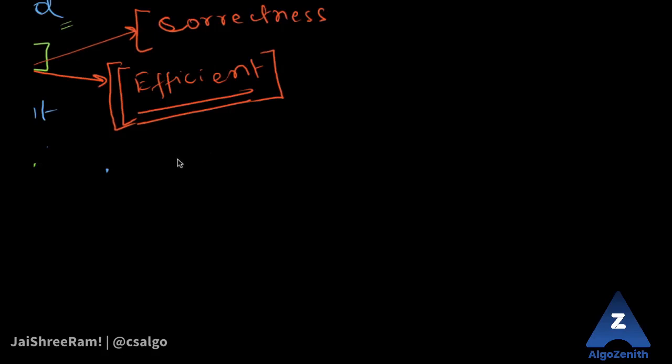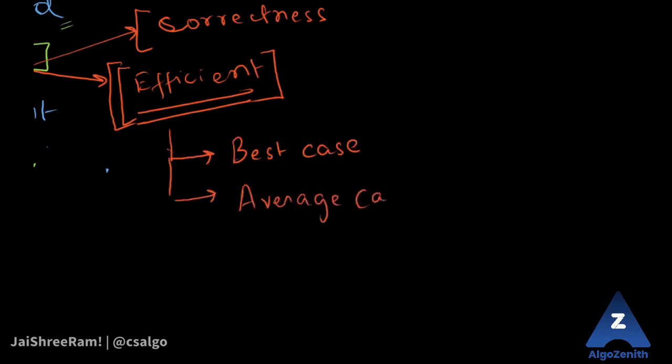Now there can be many inputs, right? So which inputs do we look at? For that, there are different kinds of time complexities defined. There is something called best case complexity, average case complexity, and worst case complexity.